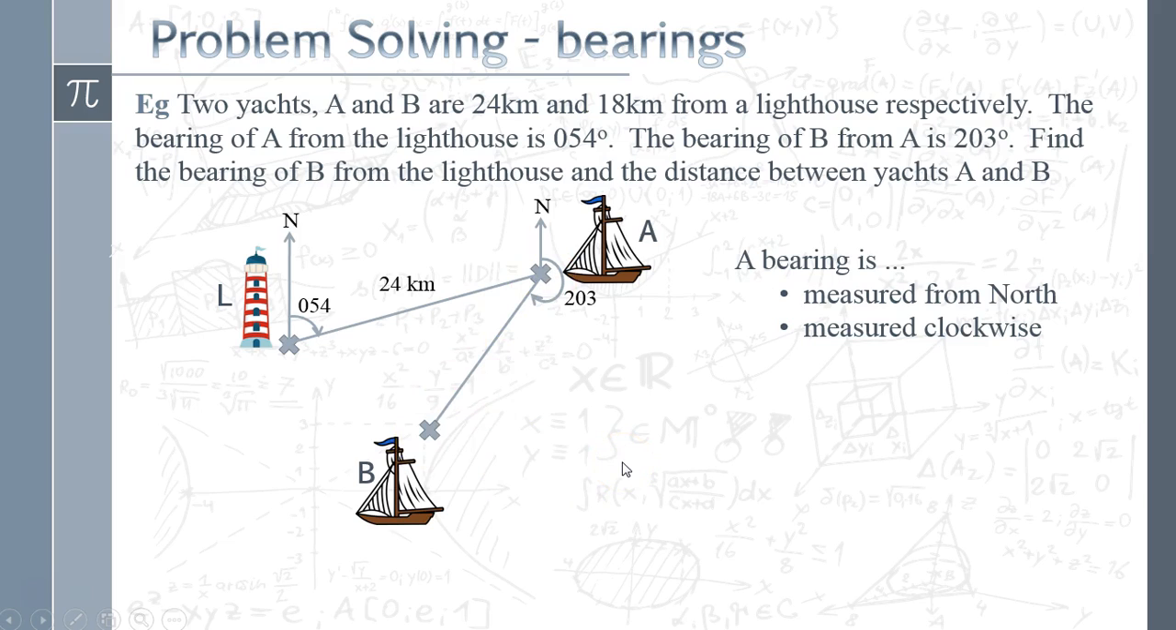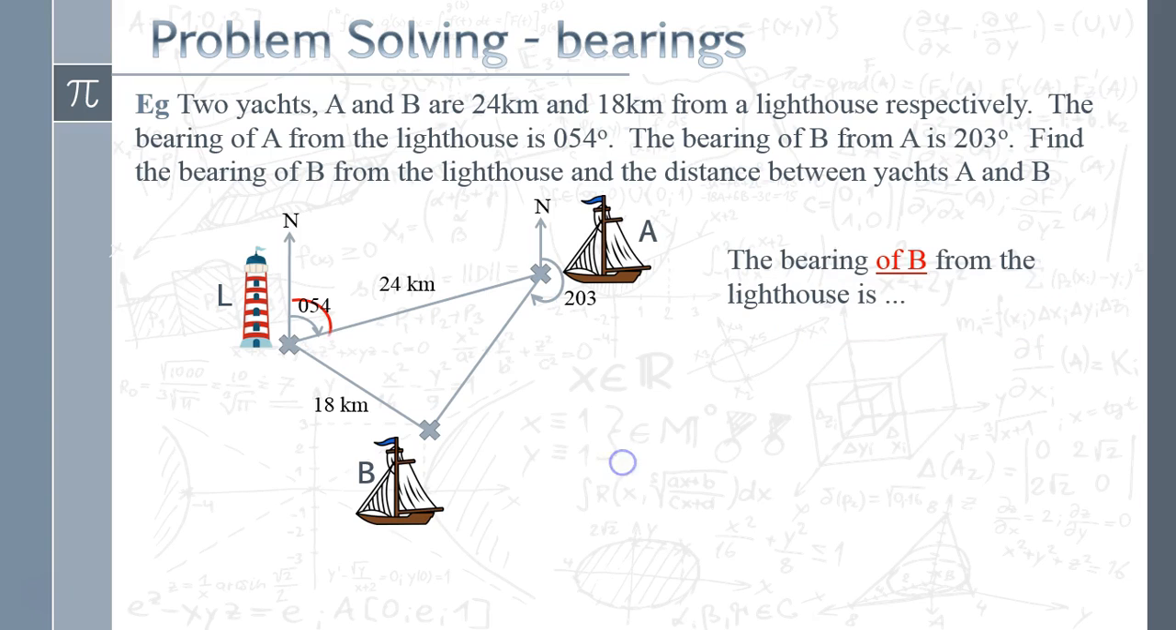So first part of the question, we need the bearing of B from the lighthouse. So that's the one that we're looking at, and we know it's 18 kilometers, and what we've got to do is figure out what the bearing is. So essentially what we need is that angle there. We've got the 54, so clearly we're going to just need the size of the angle in the triangle there. Right, so we haven't got a whole lot of information in that triangle at the moment. We know two sides, but we don't know any of the angles. So let's see what we can figure out.